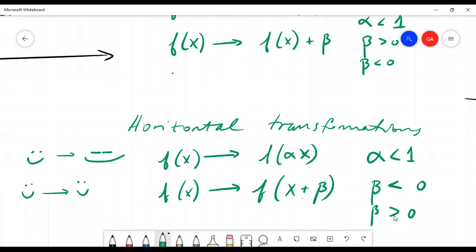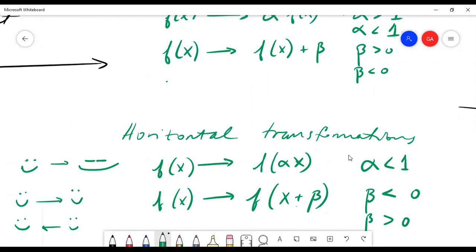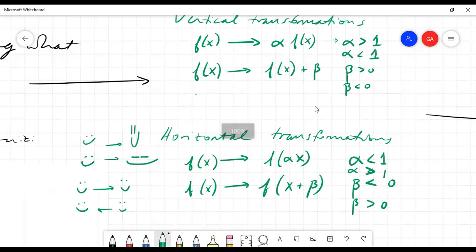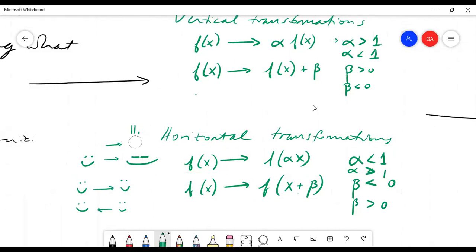When beta is positive, then you have a shift to the left. Okay? So these are our rules, right? I forgot to write the alpha is less than 1, is greater than 1 case. When alpha is greater than 1, you have a horizontal squeeze. Okay, so these are our rules, and you can write them down if you wish. I should have written this below.